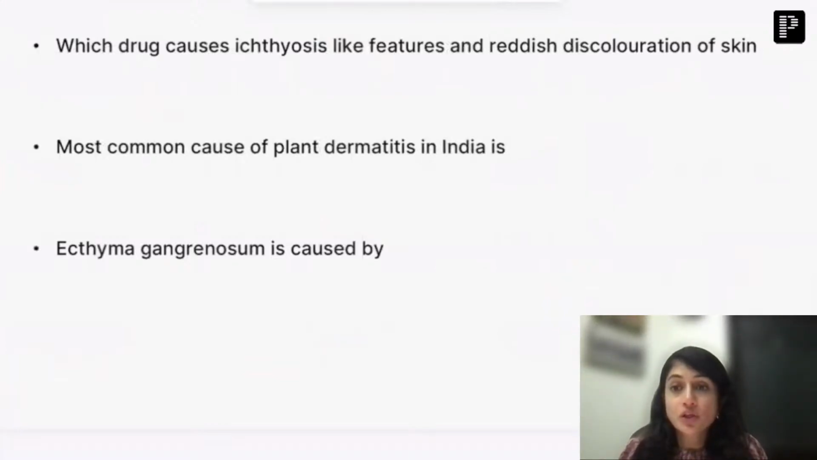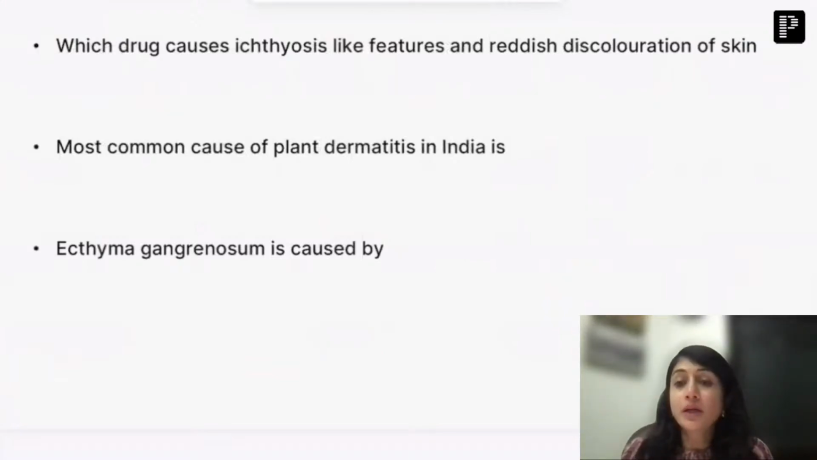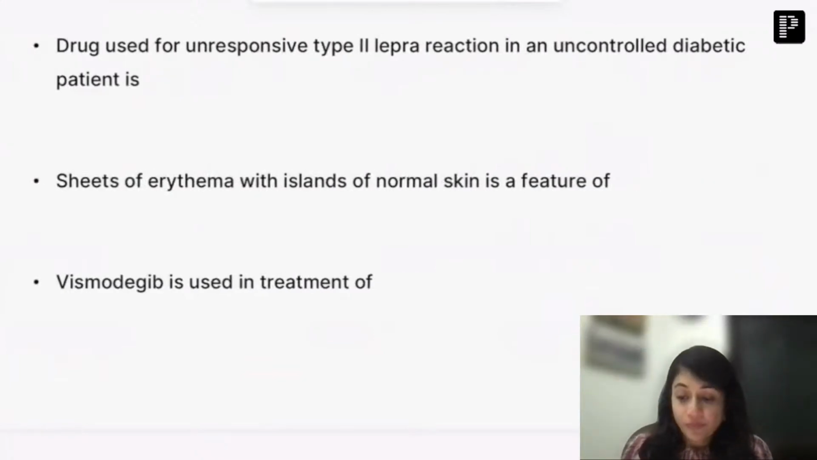Ecthyma gangrenosum is caused by, quickly, yes, so ecthyma gangrenosum is caused by Pseudomonas. Ecthyma contagiosum is caused by pox virus. Ecthyma infectiosum is caused by streptococcus. Please remember that, right? So ecthyma gangrenosum is Pseudomonas. Okay, Pseudomonas is the correct answer for gangrenosum, not pox. Pox virus causes ecthyma contagiosum.